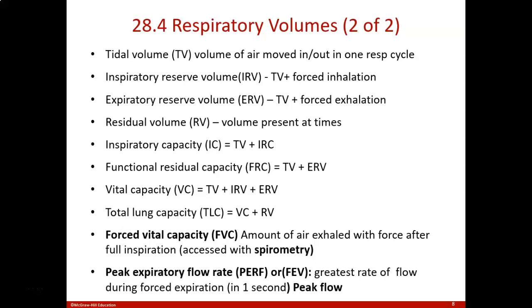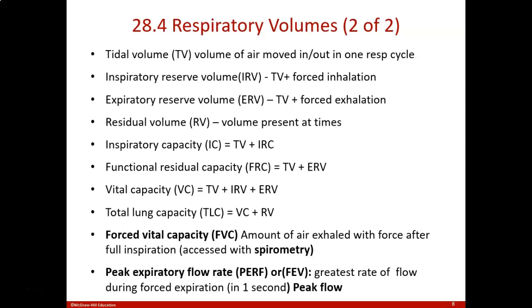Okay. The one below that is called a peak expiratory flow rate. You'll see these acronyms. I think I confused and put PERF. It's actually PEFR. I apologize. Or FEV. So this is basically the greatest amount or rate of flow of air that can be forced out in one quick second. And you'll see this acronym as a peak flow. Okay, and there are different levels to assess that.